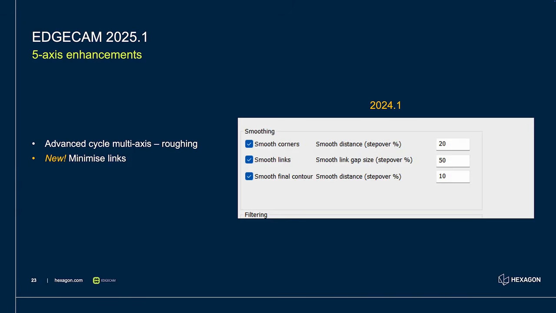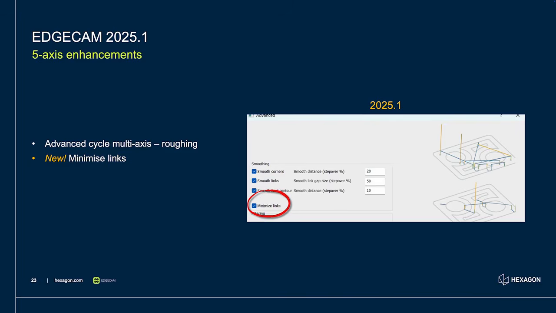Now, I mentioned the multi-axis cycle. They were finishing strategies that I previously spoke about. Now I'm talking about the roughing strategy. Roughing strategy, all 5-axis moving around. Lots of linking would have gone on, moving up, moving down, keeping the tool safe. So again, if we can keep that to a minimum, the better. So 2024.1 did not give us the minimize links function. We now enjoy that facility in 2025.1, and that will give us quite a number of time savings inside the cycle, inside the toolpaths themselves.